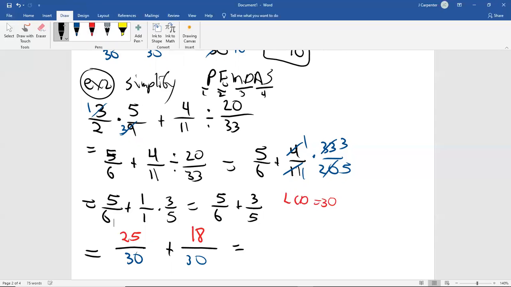Then we can just add straight across. 25 plus 18 is 43 over 30. There's no number that goes into both, so that will be our answer.